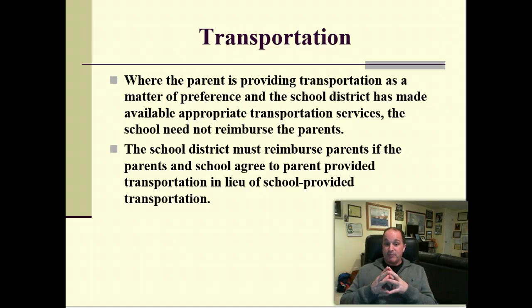So if the parent is providing transportation as a matter of preference, and the school district says, no, we can provide appropriate transportation, but the parent says, no, that's okay, we're going to use our own transportation, then the school does not need to reimburse the parents. But the school district must reimburse the parents if the parents and the school agree to parent-provided transportation in lieu of school-provided transportation. So suppose the parents say, we have transportation services, but we need you to cover the cost of gas or cover the cost of various things for this transportation, and the school and the parents agree to it, then that is the responsibility of the school to reimburse the parents. But again, it is always the responsibility of the school first and foremost to make sure it provides transportation for a child with a disability.